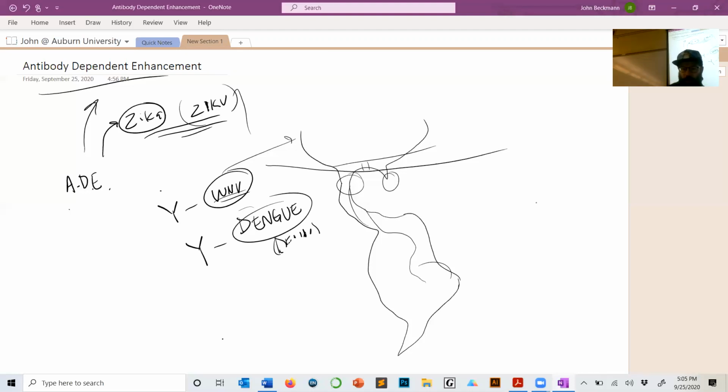So it's essentially a big question: do we have to worry about Zika infection becoming more and more pathogenic because people in the United States or in other countries have already been exposed to other flaviviruses like West Nile virus and dengue? So that's the big question of this paper.